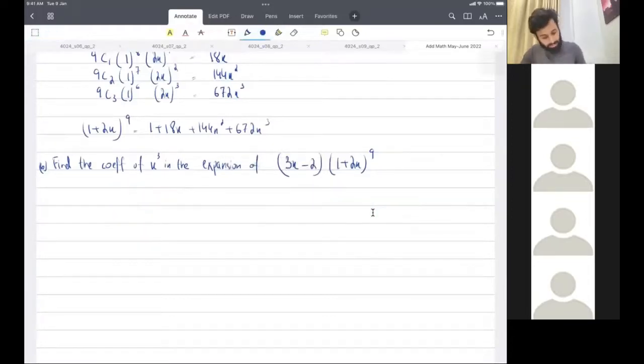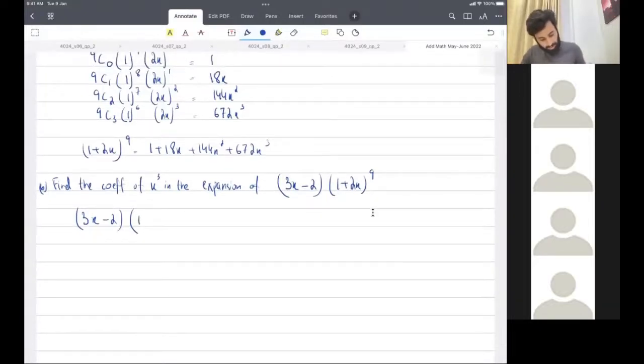So basically आपके पास 3x minus 2 एक एक्सप्रेशन है जो मल्टीप्लायर है 1 plus 2x to the power 9 से, जिसकी एक्सपेंशन हम ऑलरेडी कर चुके हैं. ठीक है. अच्छा, इसकी एक्सपेंशन हमने करके निकाली 1 plus 18x plus 144x square plus 672x cube. ठीक है. अच्छा, you also have to be one step ahead of the question. ठीक है, I'll tell you how. You know कि ultimately आपने coefficient of x cube देना है.